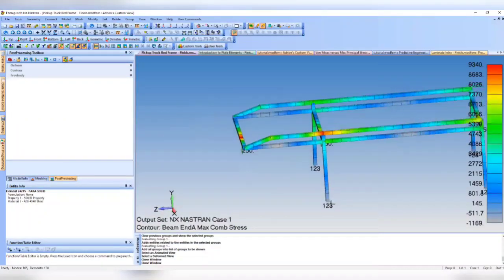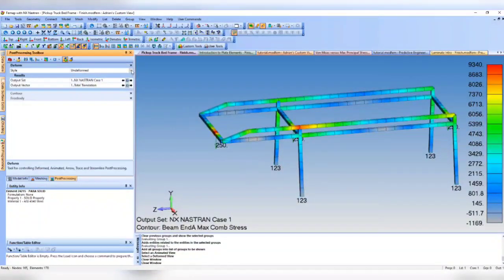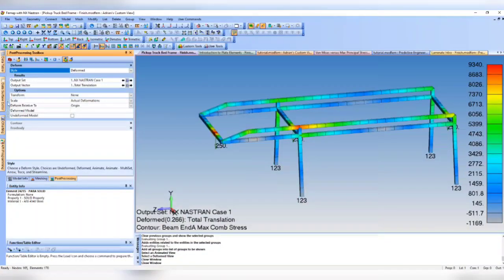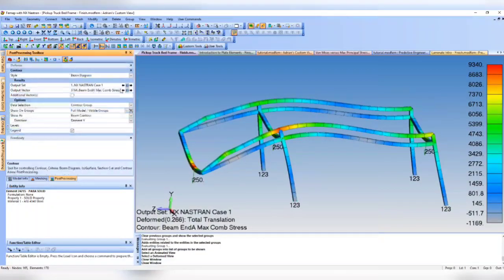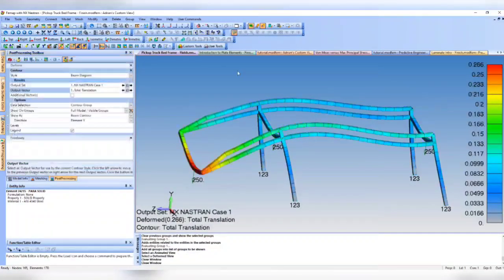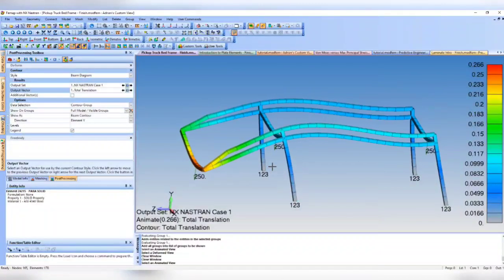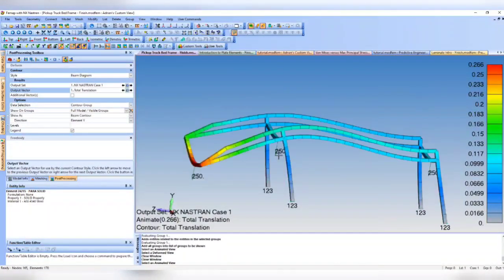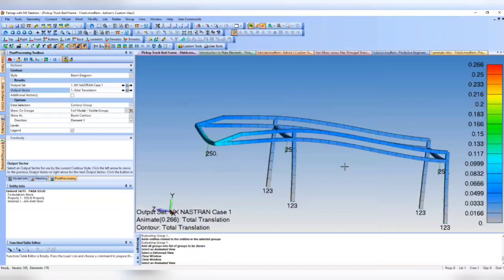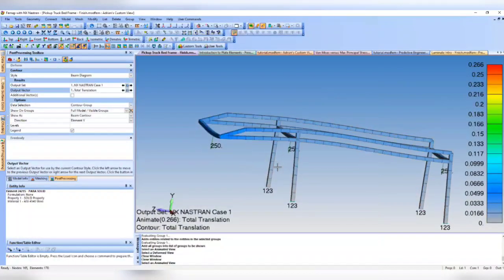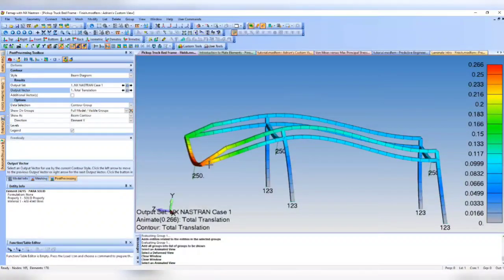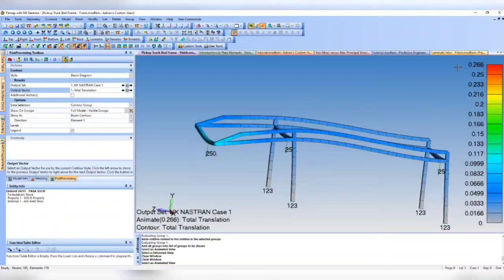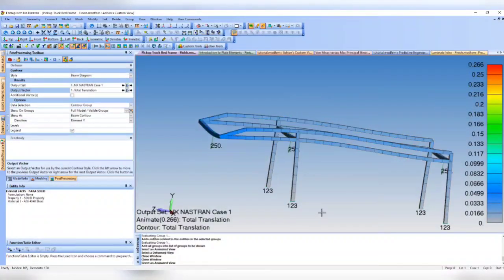So let's go ahead and look at a displacement. And I will scale it. And let's contour the displacement and let's animate it. So as you can see, this is basically the behavior of your system based off the loading and your boundary condition. And it does make sense, right? You're going to see your peak displacement of around 0.266 inches at this point here.